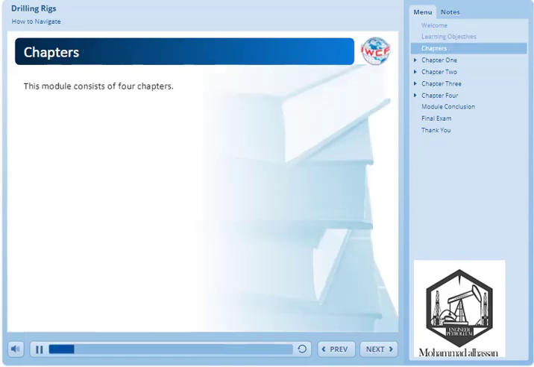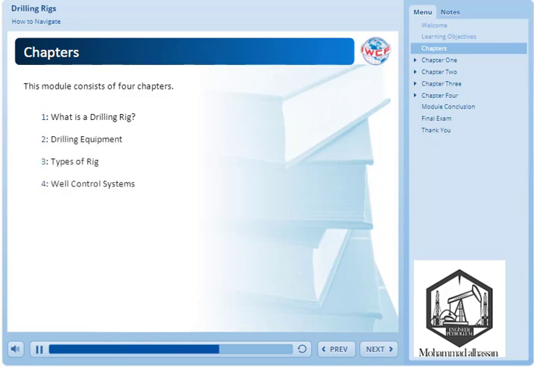This module consists of 4 chapters. They are: what is a drilling rig, drilling equipment, types of rig, and well control systems. Each chapter will end with a short knowledge check to confirm your learning.